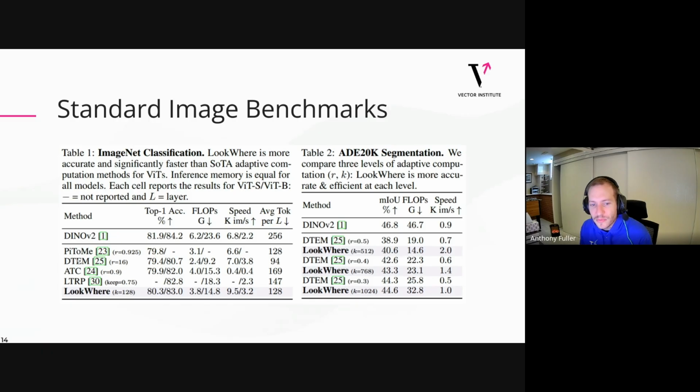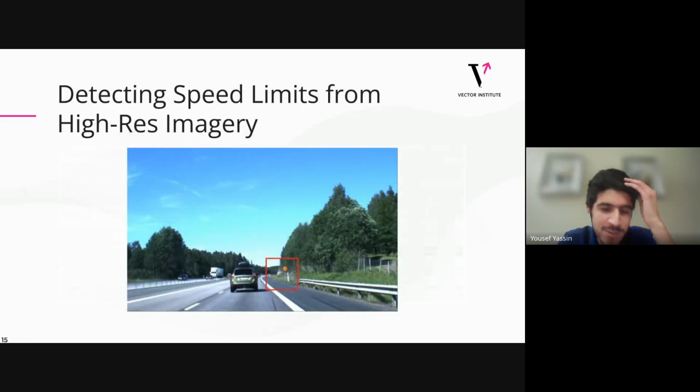And we compare it to methods like PiToMe. PiToMe was published at last year's NeurIPS, and it is an improvement on the famous ToMe paper, token merging. There's DTEM, ATC, LTRP, and LookWhere outperforms them all on these two tasks. But actually, the next tasks we're going to talk about are, in my humble opinion, a bit more interesting, and they showcase LookWhere's potential and speedups more nicely. So these are all fine-tuning tasks, downstream tasks after the pre-training step has been performed.